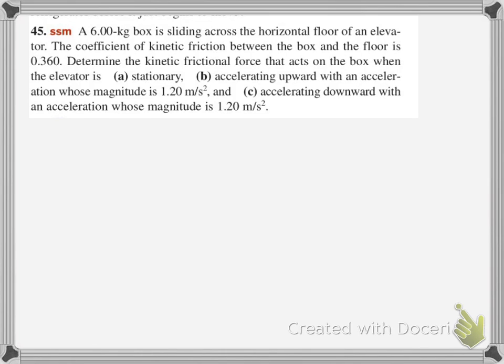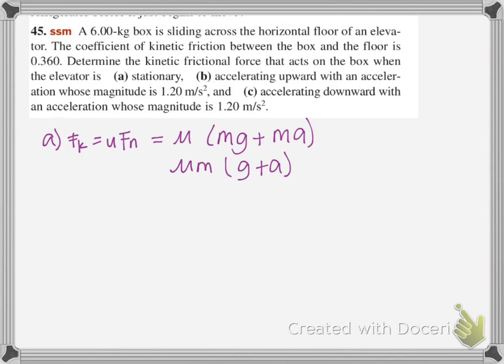Now this is simple plugging into the formula. We know that the kinetic force will be equal to the coefficient of kinetic friction times the normal force. So when you plug it in and you distribute, you factor out an m, you see that your coefficient of friction times your mass times your gravity plus acceleration will be equal to your kinetic frictional force. So now A, if your object is stationary, then that means that your acceleration will be equal to 0. So when you plug in your values, you see that your kinetic frictional force will be equal to 21.2 newtons.